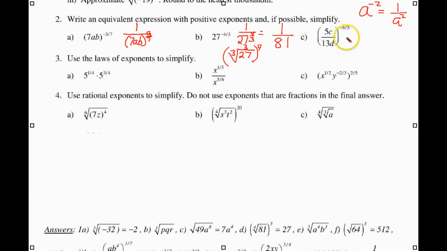And this one, it's sort of interesting what happens here. Do you remember when we said if we had a negative exponent of a fraction, if we take the reciprocal of the fraction, that is, just flip it, and we get 13d over 5c, that then this just becomes a positive 6/5. And that's the answer.